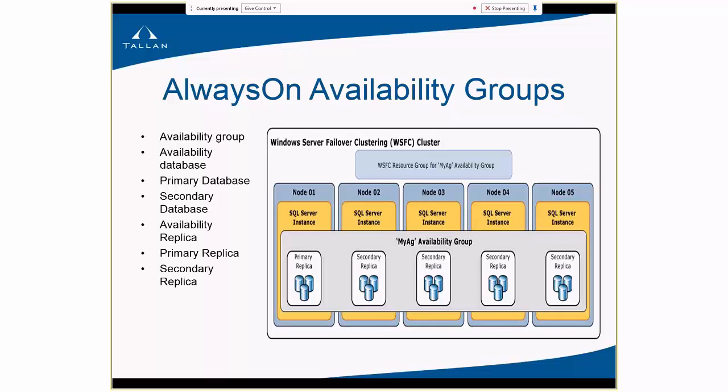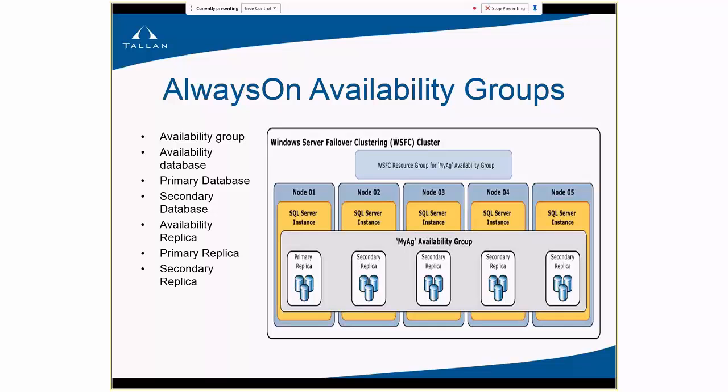So in case you see them or in case you hear them, you kind of know what we're talking about. An availability group in and of itself is just a container for a set of databases, called availability databases, that can fail over together. Simple as that. An availability database is just a database that belongs to an availability group.